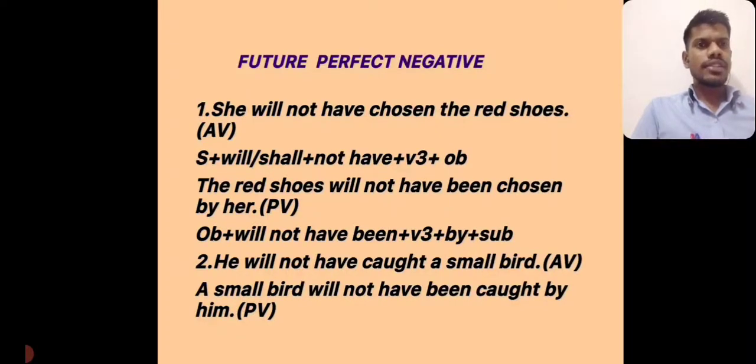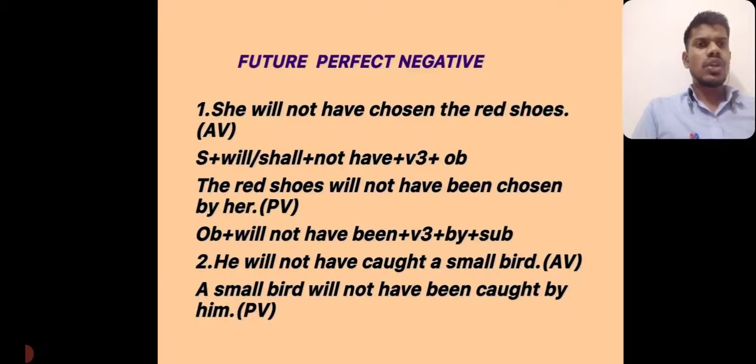First one is a negative active voice. How to convert this active to passive? First we have to use the object of the active voice to become the subject in the passive form. So the helping verbs will, not. After will or shall, immediately we have to use the negative word, that is not, followed by have been, then V3. Choose, chose, then chosen. So the third form is chosen, for the first form of the verb choose.